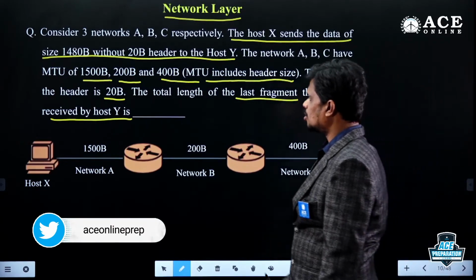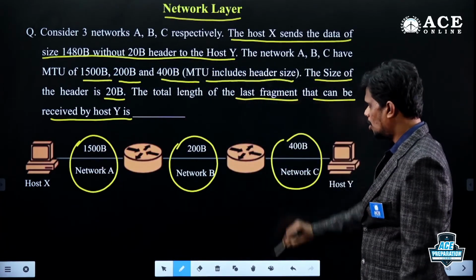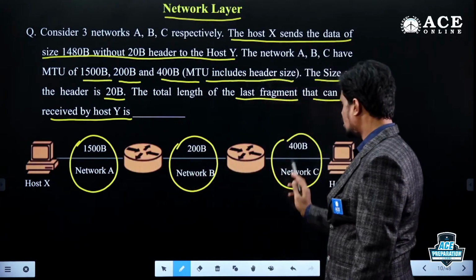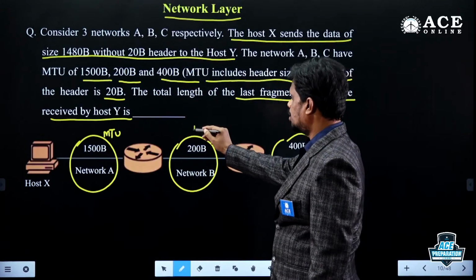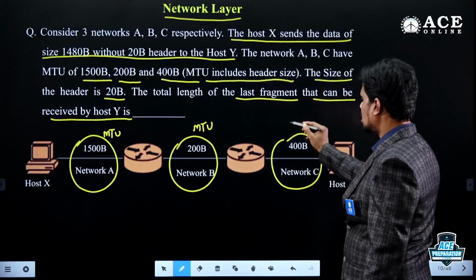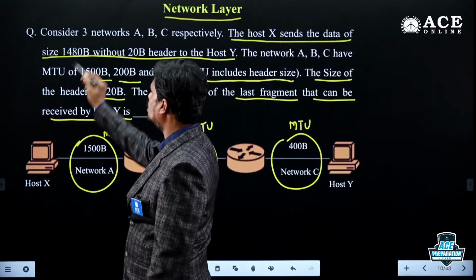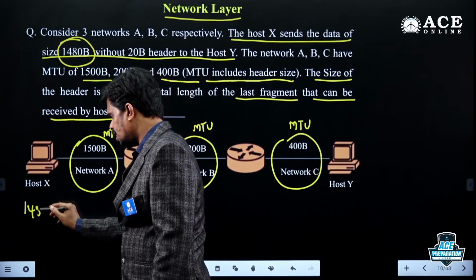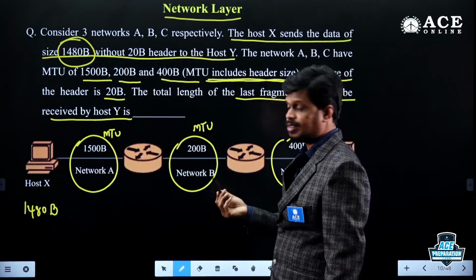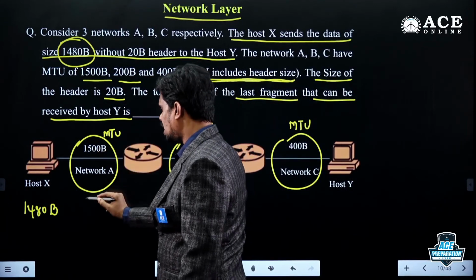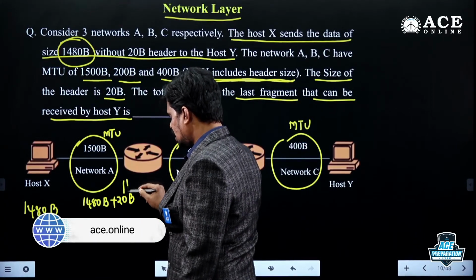So here it is mentioned that there are three networks. This is network A, this is network B, and this is network C. The MTU of network A is 1500 bytes, network B is 200 bytes, and network C is 400 bytes. Host X is sending 1480 bytes of data. And it is clearly mentioned that the MTU includes the header size, which is 20 bytes. So this 1500 bytes can be split into 1480 bytes of data plus 20 bytes of header.